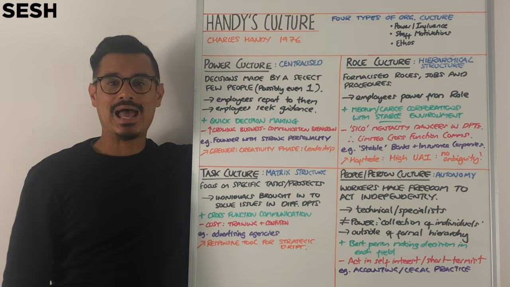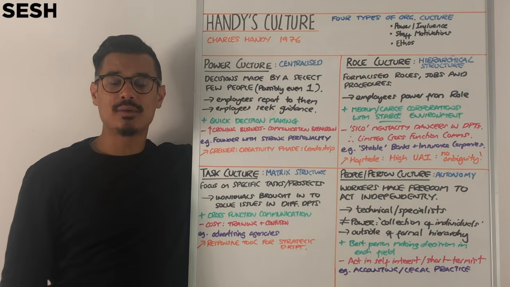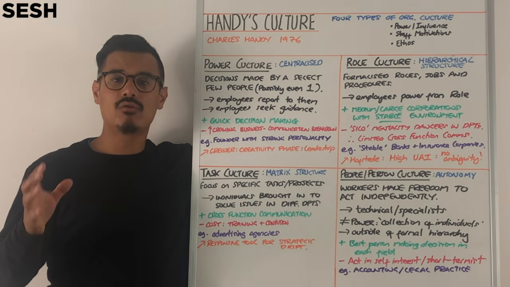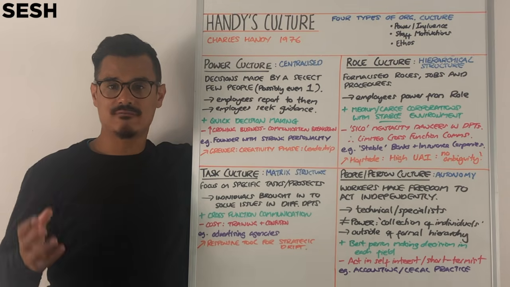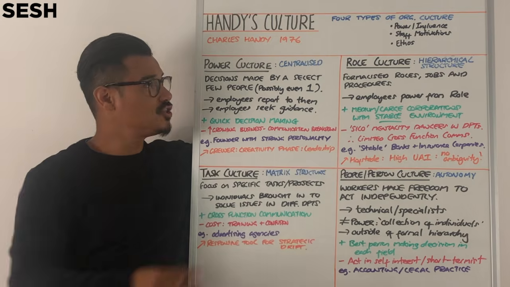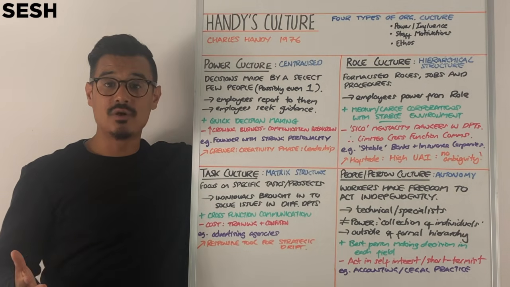Let's have a sesh on Handy's culture. So in 1976, Charles Handy came up with the concept that there are 4 types of organisational cultures. Now, when we're thinking about organisational cultures, we're thinking about what the ethos is of the business. That might be how power and influence is distributed, or it could be by what the staff motivations are.